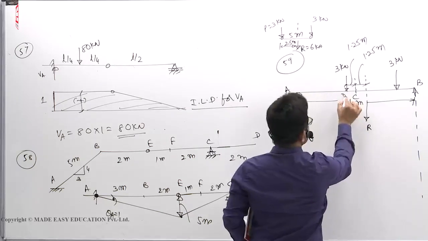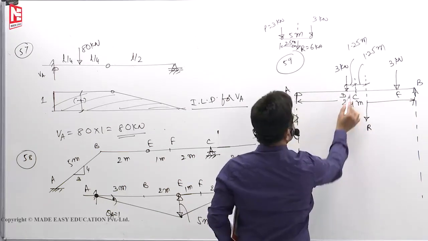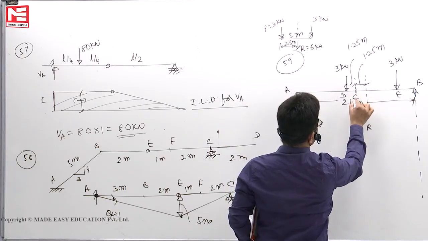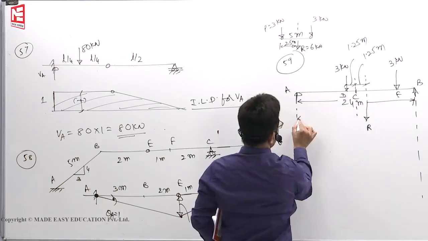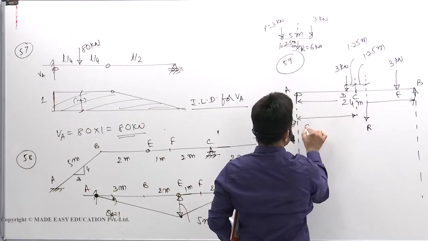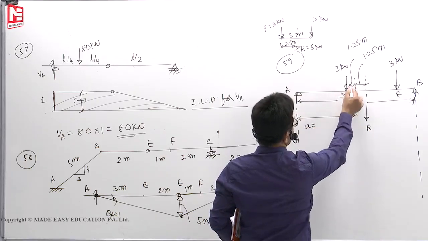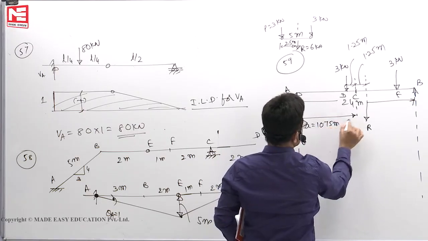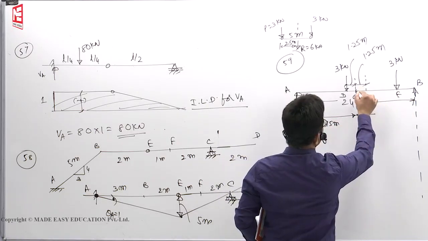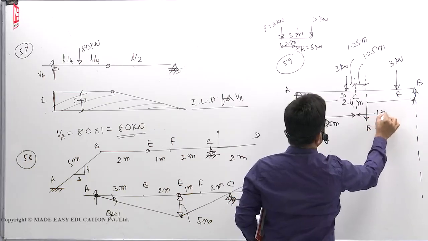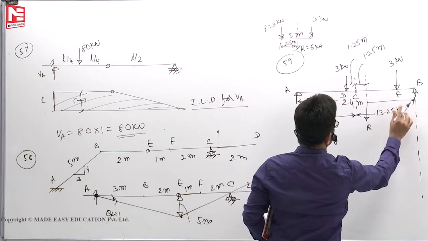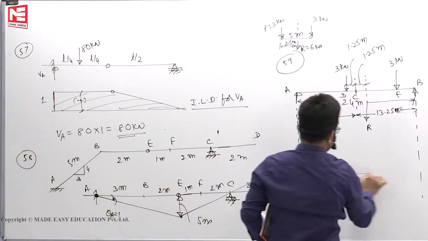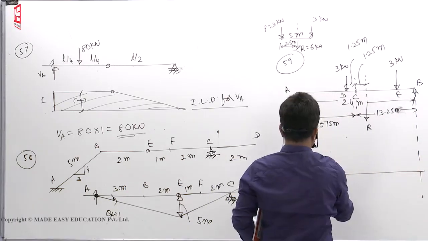Okay, C, D, E, I have to take it. So 12 meters is the center. 12 minus 1.25, this value is A, 10.75 meters. From here to here already 12 is there, so 13.25 meters. So if I draw ILD for bending moment at D, it will go like this.